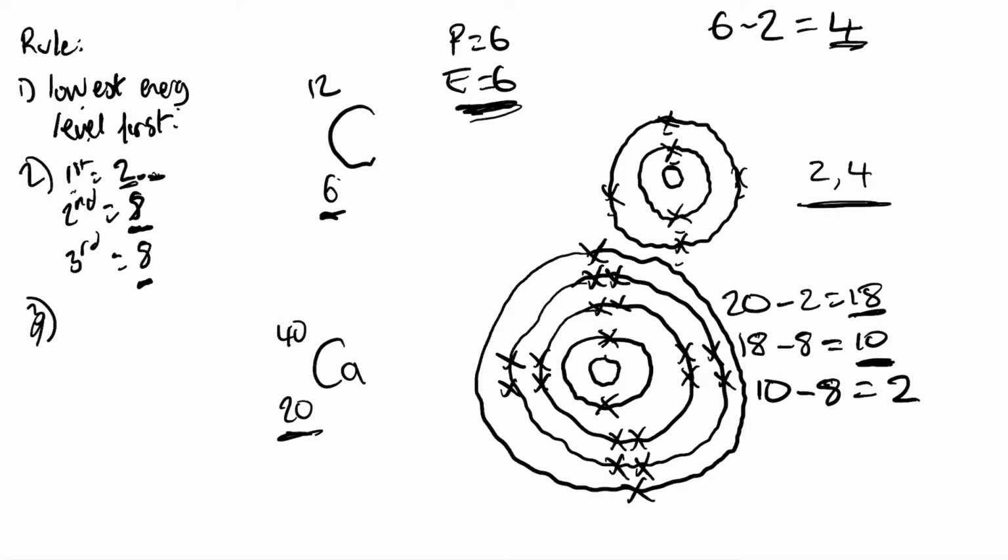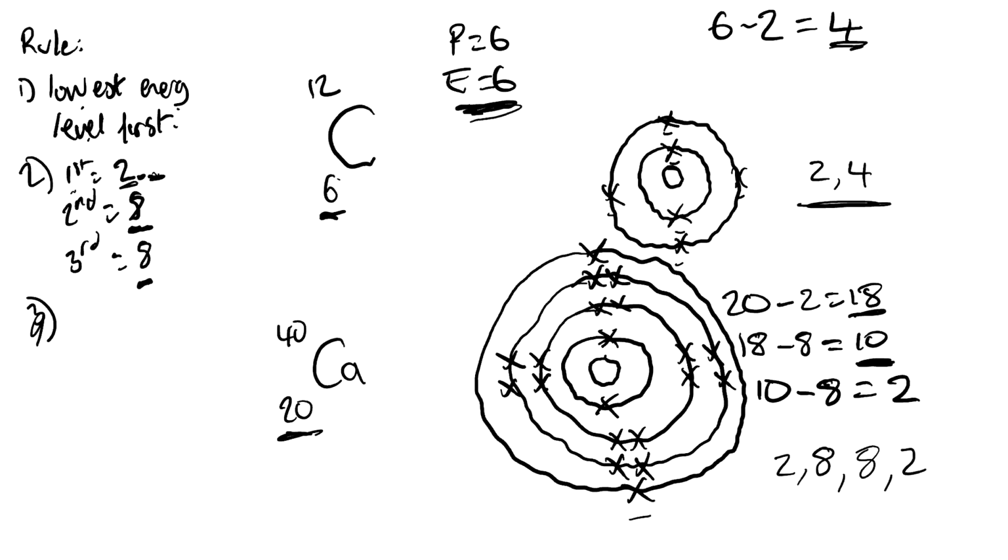For calcium, there's 2 in the first, 1, 2. Then we go to the next shell where there's 1, 2, 3, 4, 5, 6, 7, 8. Then we've got another shell full of 8. And then the final shell, 1, 2, we've got 2. So the electronic configuration for calcium is 2, 8, 8, 2. So we've done 2 there.